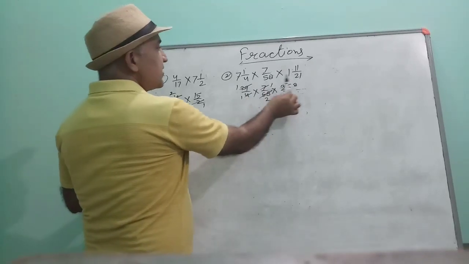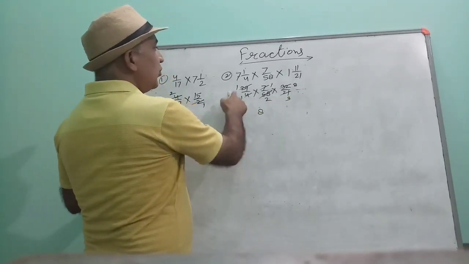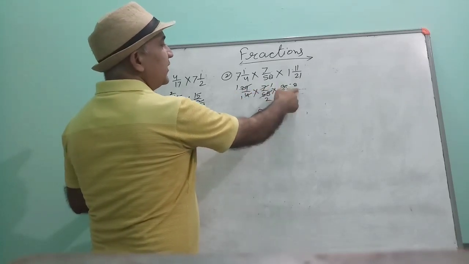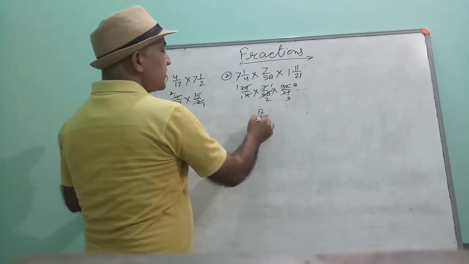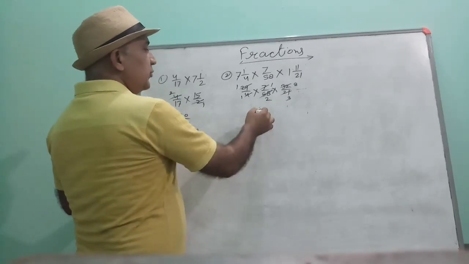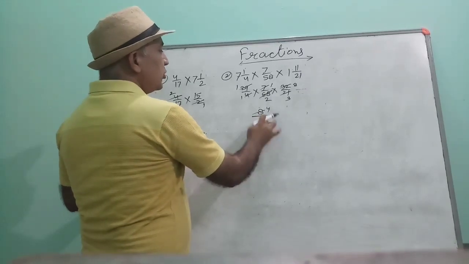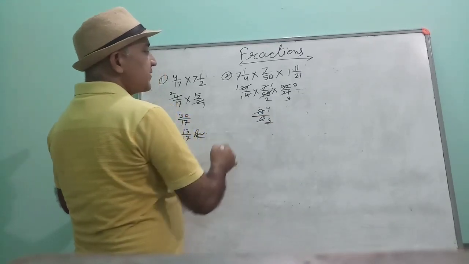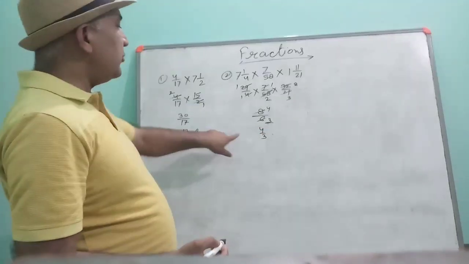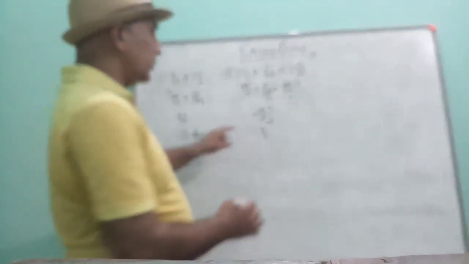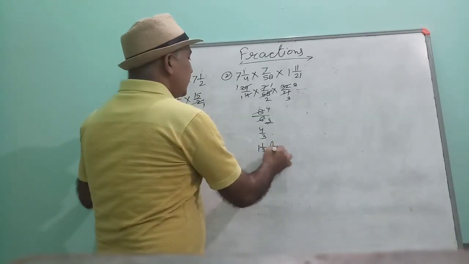When the fractions are multiplied, then all the numerators are multiplied. 1 into 1 is 1. 1 into 8 is 8, upon 1 into 2 is 2. 2 into 3 is 6. 8 upon 6. You can see that both the numbers are divisible by 2. 2 dividing 8 coming 4, 2 dividing 6 coming 3. So 4 by 3 is the answer. But again you can see this is improper fraction. So convert it into mixed fraction.